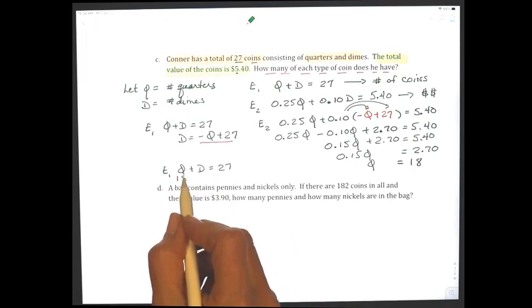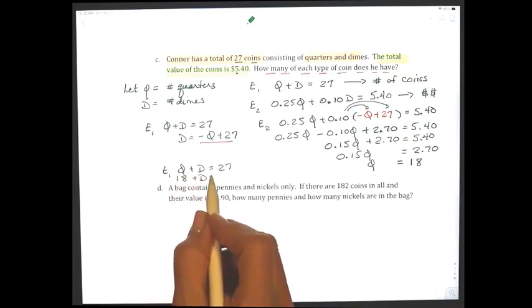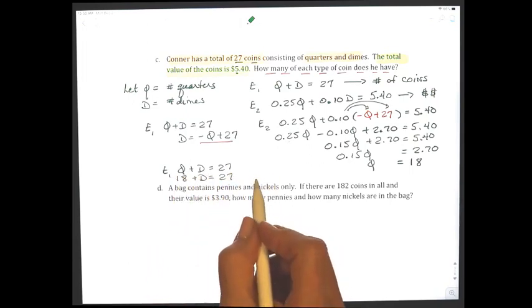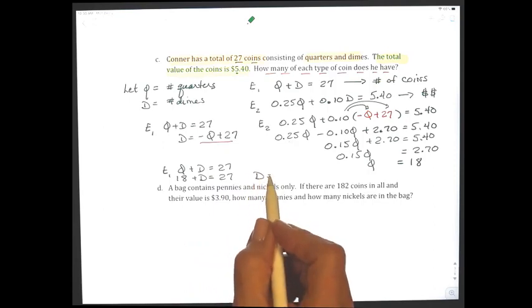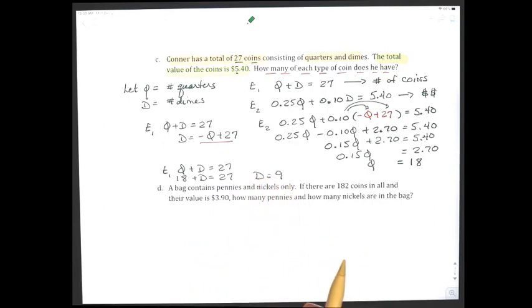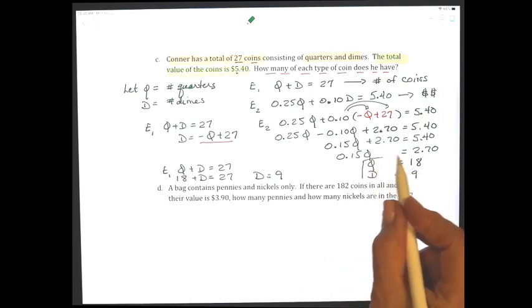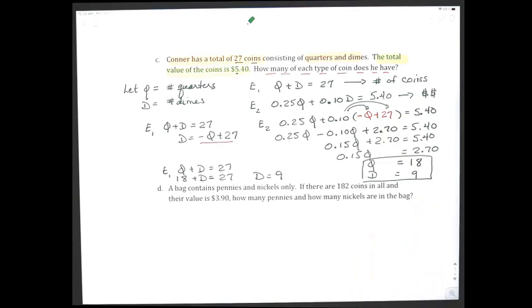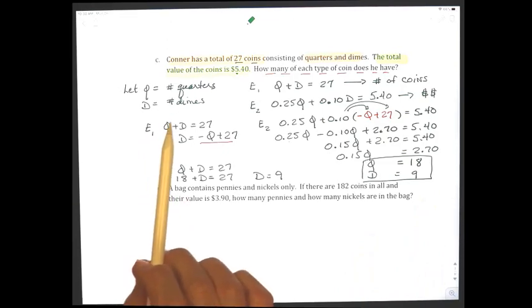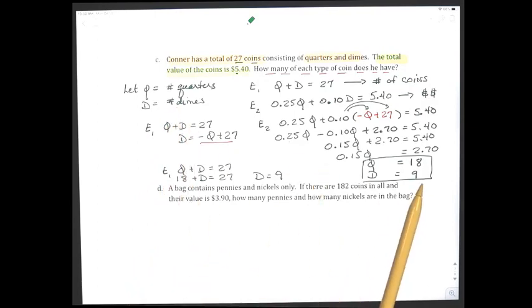So if I put the 18 in here, now of course I hope you can see, I'm running out of space here, that the number of dimes is 9. So these represent the number of coins, 18 quarters and 9 dimes. And of course you can run back in here and multiply these 9 dimes times 10 cents each and these 18 quarters by 25 cents each, and it should add back up to this $5.40.